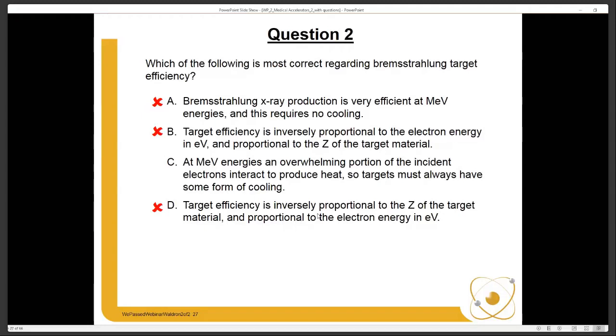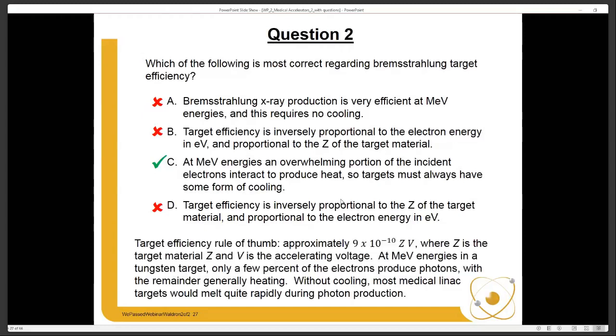Is it target efficiency is inversely proportional to Z and proportional to electron energy? No, it is proportional to both of those. That leaves C. And yes, we are largely producing heat, overwhelmingly producing heat, as opposed to photons. And definitely have to have cooling. Otherwise, our thin target will become a few molecules thick very quickly.